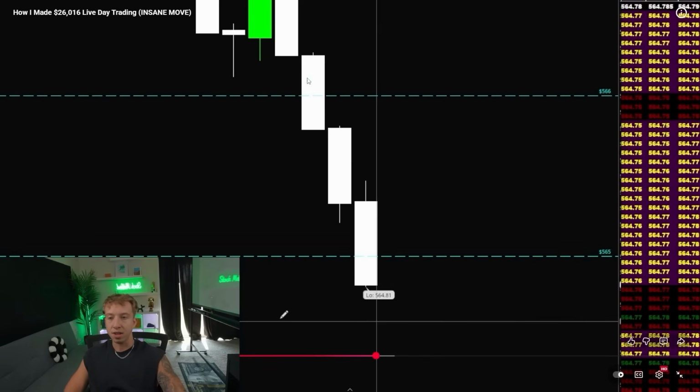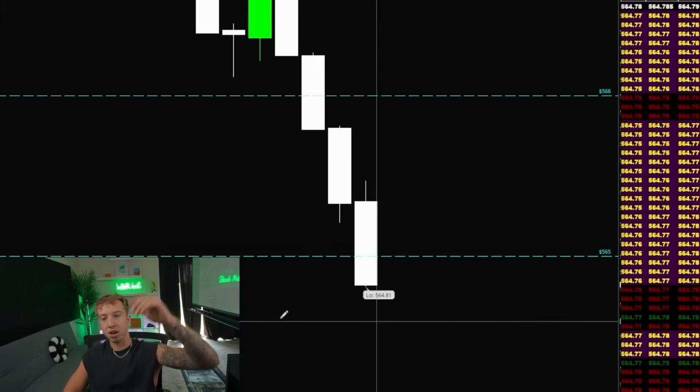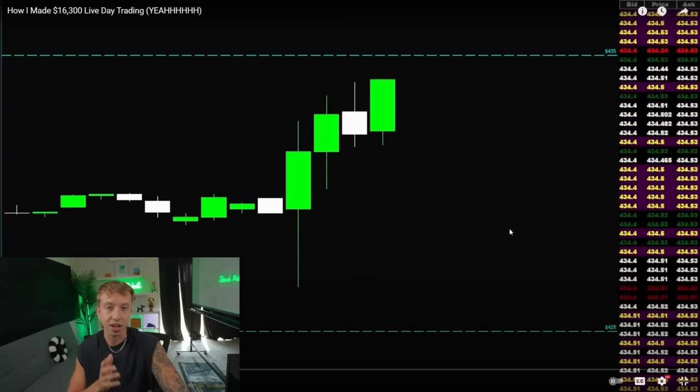And then we identified that it started getting aggressive down here. That's when we get in, because that's when we're able to break the wall. We break the wall, we get in, we set our risk to reward, and then this thing absolutely starts falling. Let's look at this 435 example that I just showed you guys.